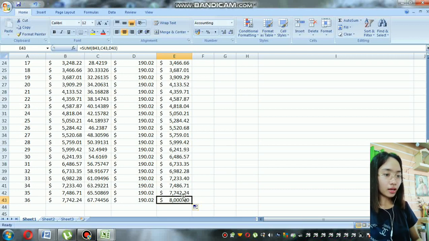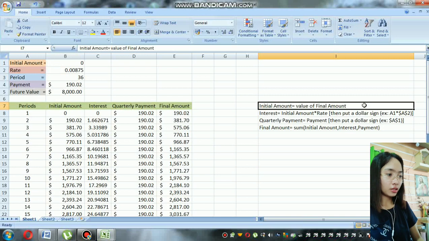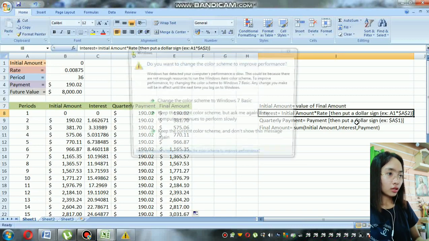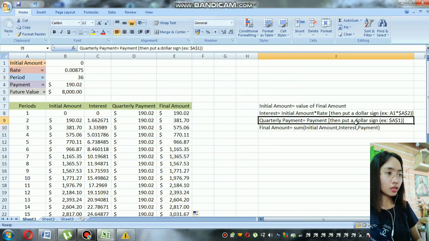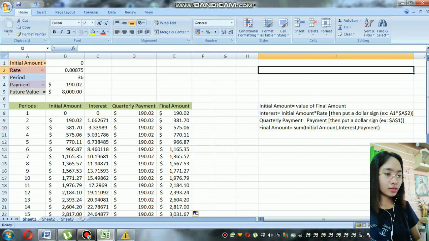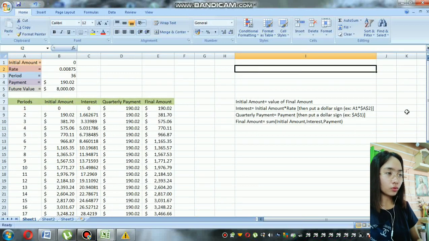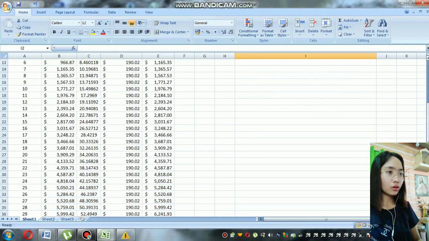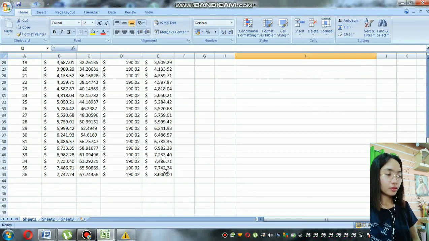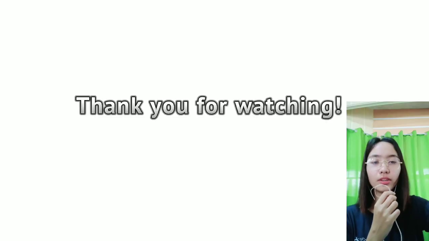So I have provided here the formats for you to make a sinking fund schedule easily. You just have to follow each of them in making a sinking fund schedule. So this is the process of constructing a sinking fund schedule. This is how you are going to make a sinking fund schedule using Microsoft Excel.